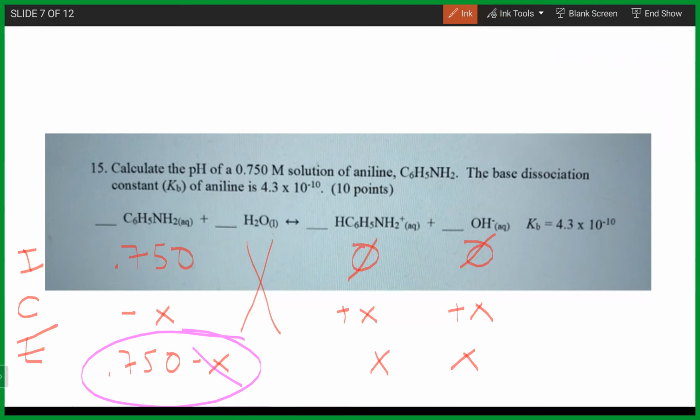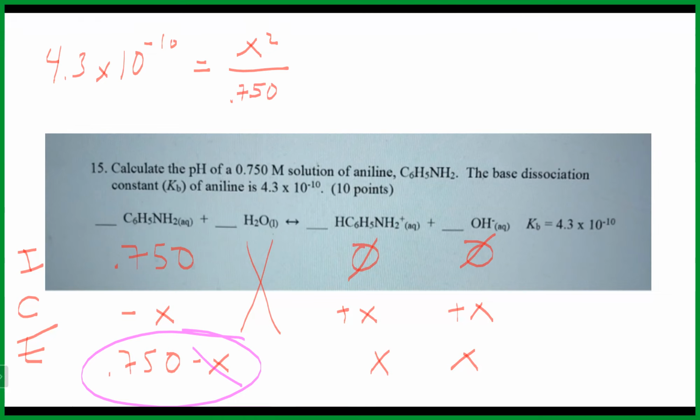So when we go through and actually set up our calculation, we'll have that Kb value, 4.3 times 10 to the negative 10th, and then it's products over reactants, so we'll have x squared over 0.750. And when we go through, we can just cross multiply. So take that Kb times 0.75, and then we'll take the square root of that product.